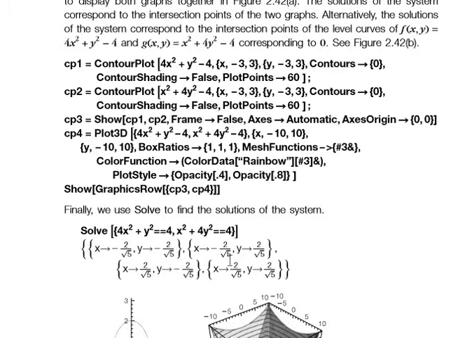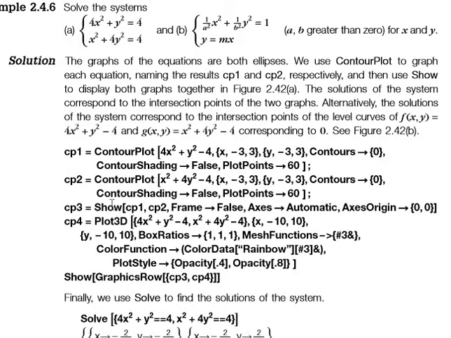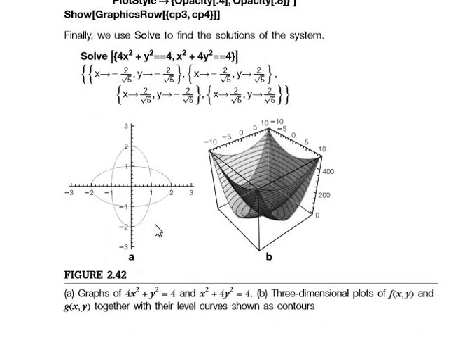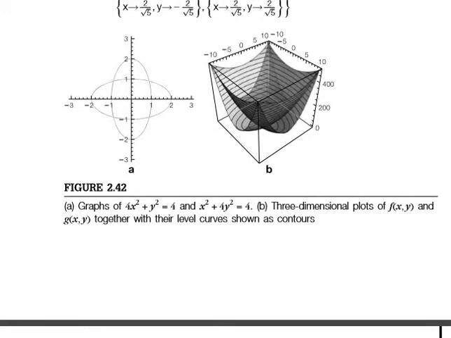Now here are CP1, CP2, CP3, the contour plots. This one is A and this figure is B. The graph of 4x square plus y square equal to 4, and this graph shows our problem, and three-dimensional plots of these together with their level curves are this. This is the three-dimensional and the two-dimensional graph shown in this picture.